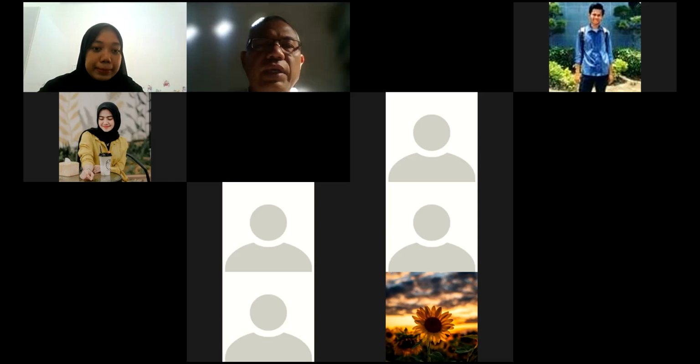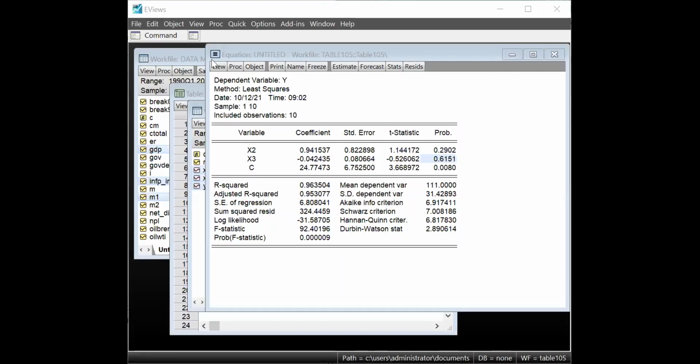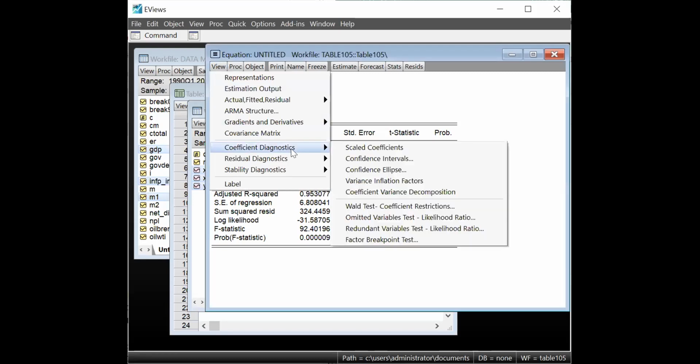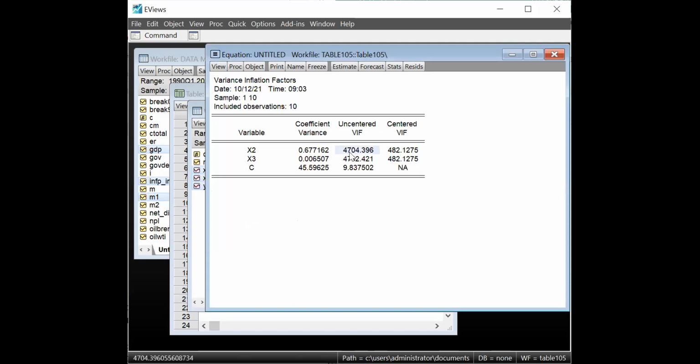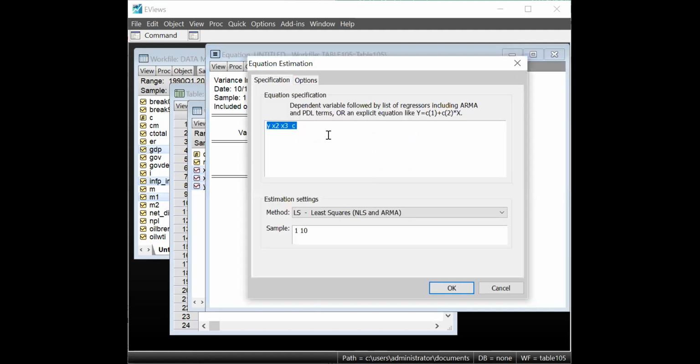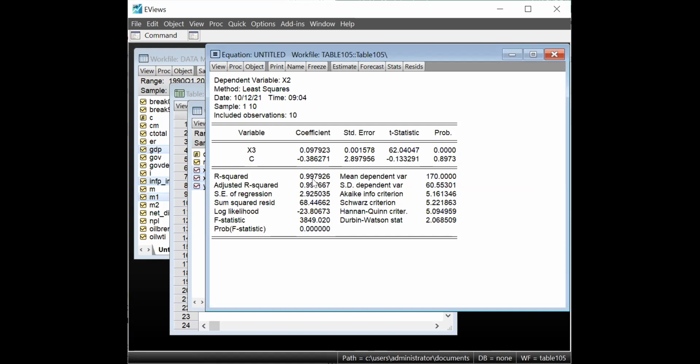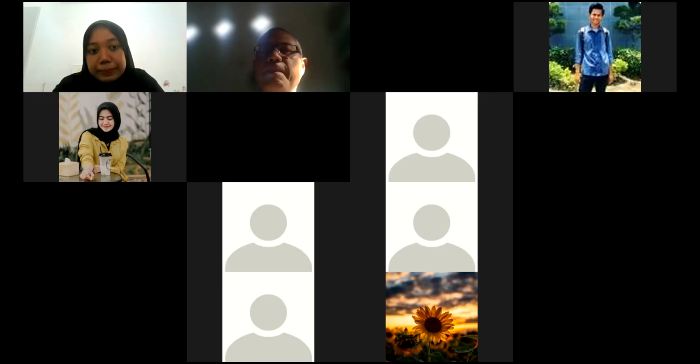Let me show you again. We can find here the variance inflation factor. You see here, 4,000 something. If we run x2 with x3, for example, what is the result? We have 99%, almost 100%, the correlation between x2 and x3. You get it?